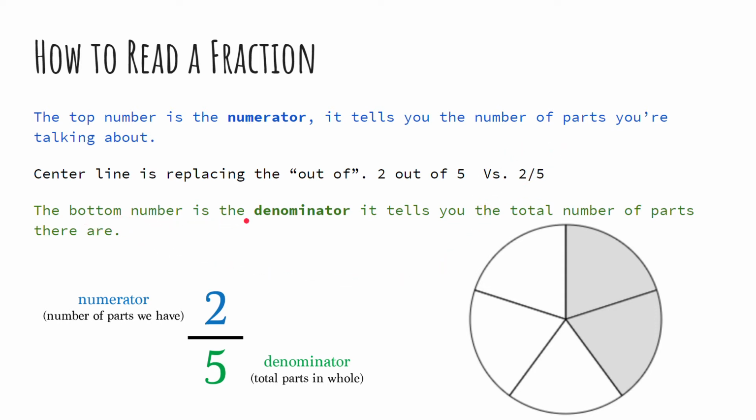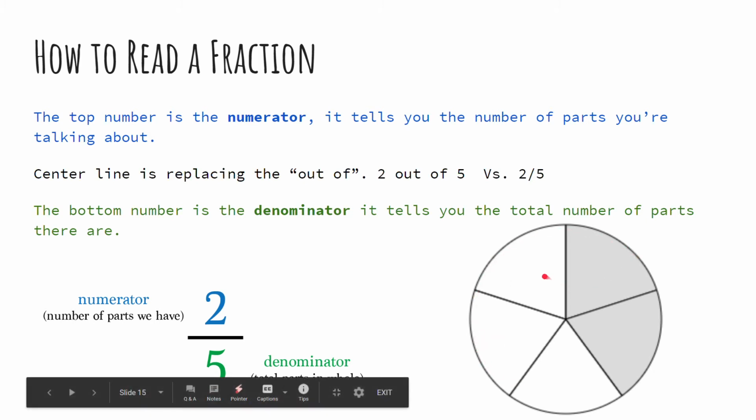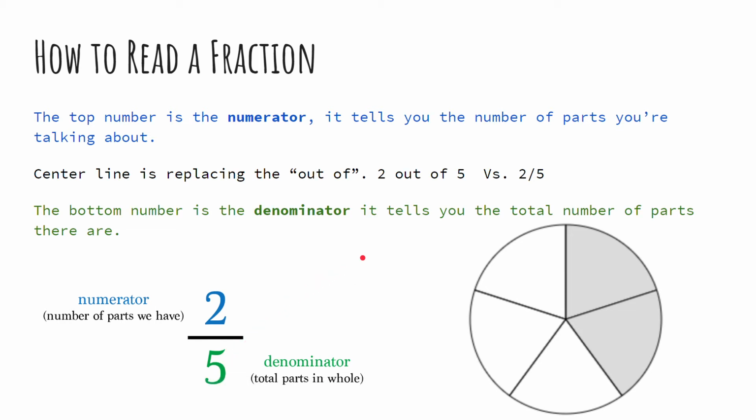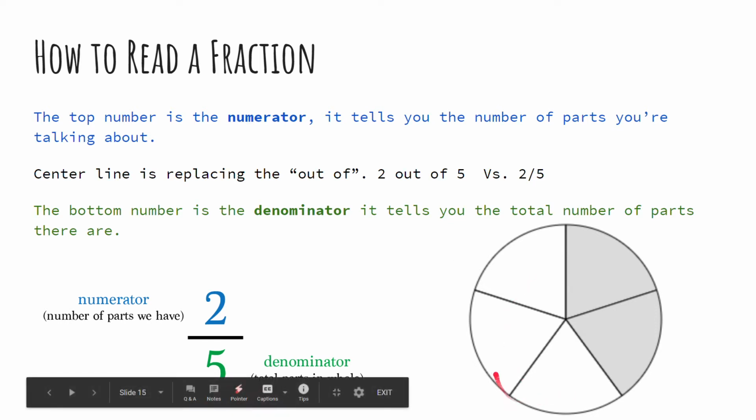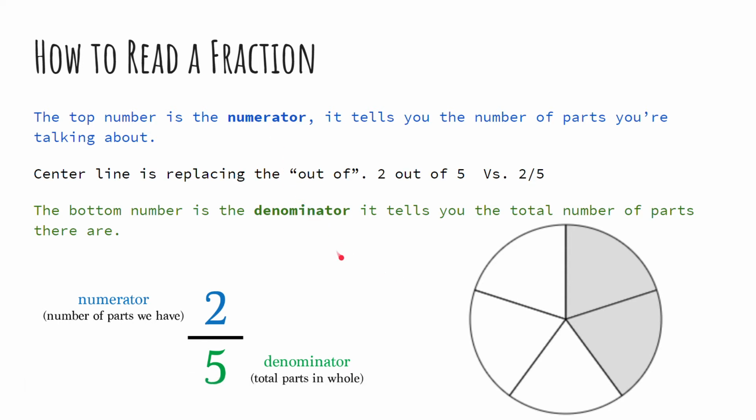The bottom number is the denominator. Now this tells you the total number of parts there are. So as you can see in our situation here, we have 5 parts in total that make up our whole, so our 5 goes on the bottom. I could do the reverse as well if I was talking about the parts that are not shaded and that are white. I would say 3 out of 5 or 3 over 5 pieces are white. Now please remember these words.